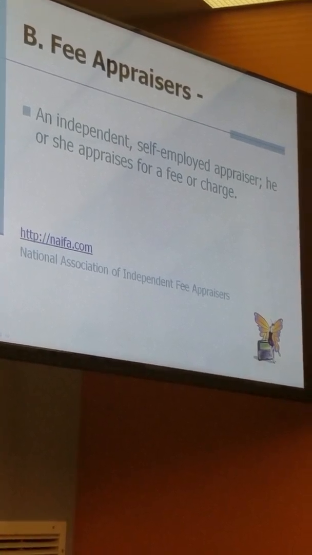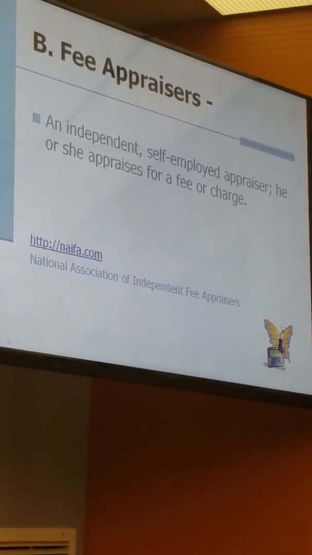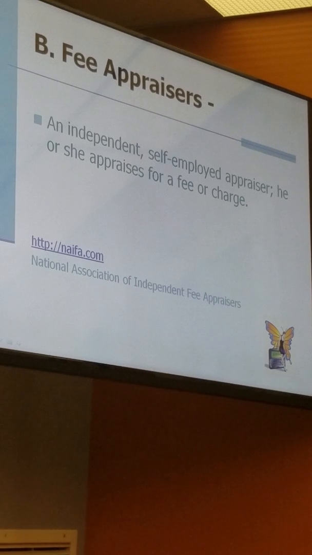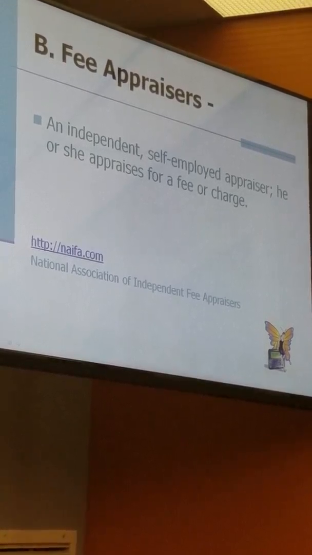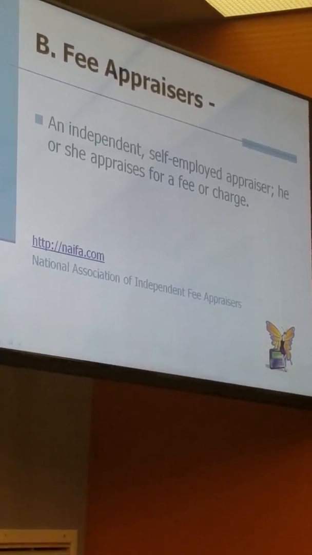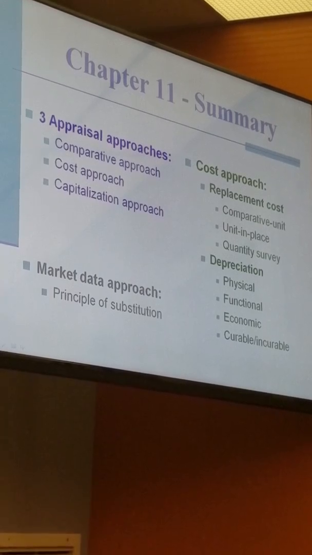So fee appraisers, they are independent and self-employed appraisers. He or she appraises for a fee or charge. So website to the National Association of Independent Fee Appraisers, and that is the chapter.